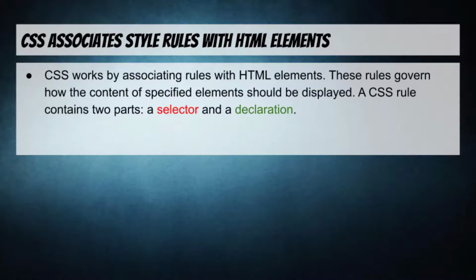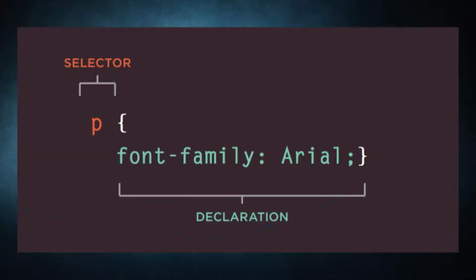Now, I want you to remember this. There's a selector and a declaration. So take a look at this picture example. We have a selector. We're selecting all the paragraph tags in the HTML document, and we're going to make a declaration. In the declaration, we're saying we're going to make the font family Arial. That is to say that every single paragraph tag, every single P tag on there, will have this font family Arial.